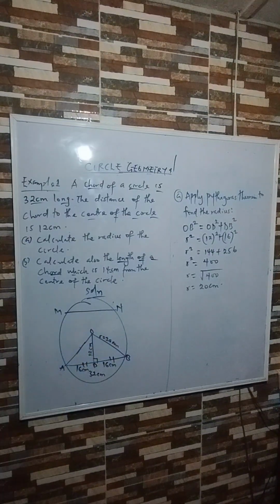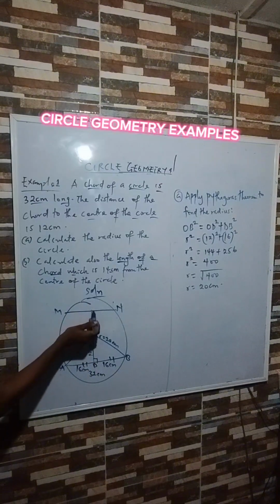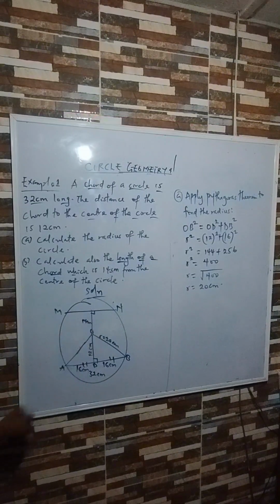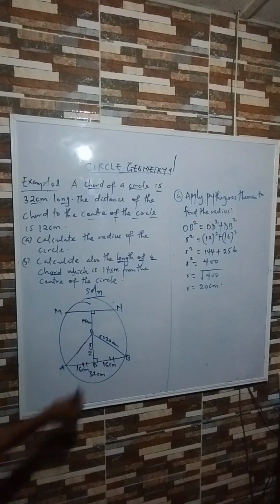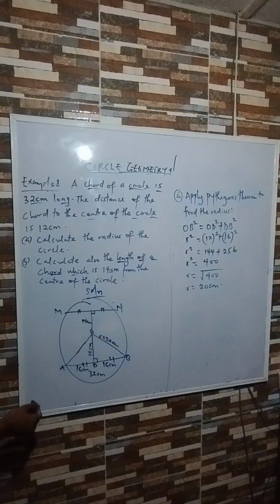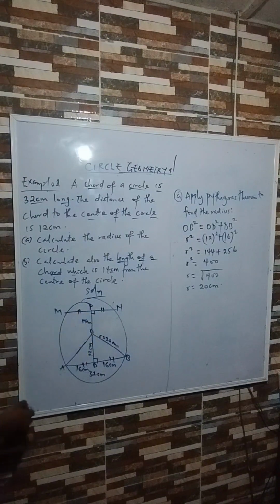And if you have to calculate the length of this chord, which is 14 centimeters away from the center of the circle, so the distance of this chord is actually 14 centimeters away from the center of this circle. So now I know that this length here is equal to this one. So let me label this space as P.